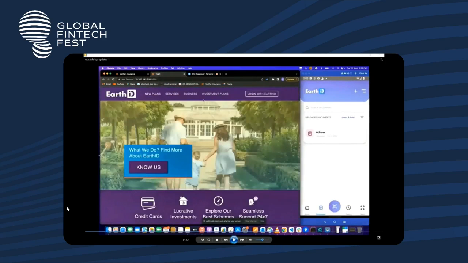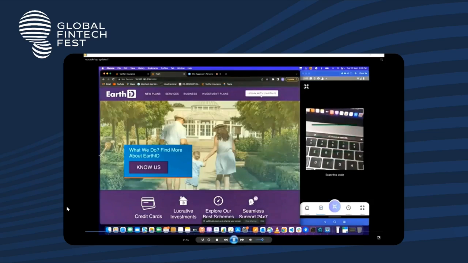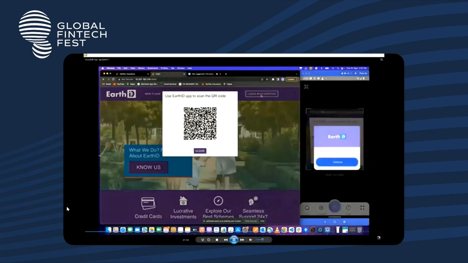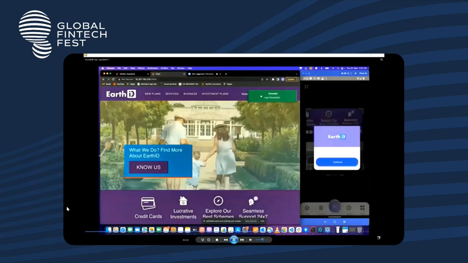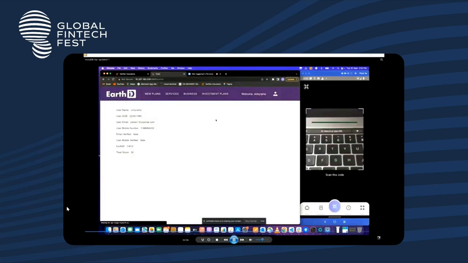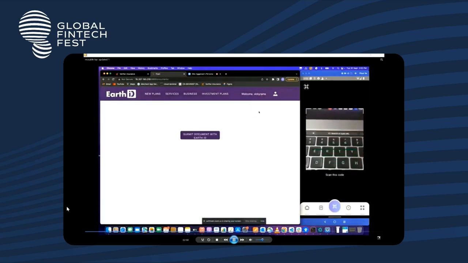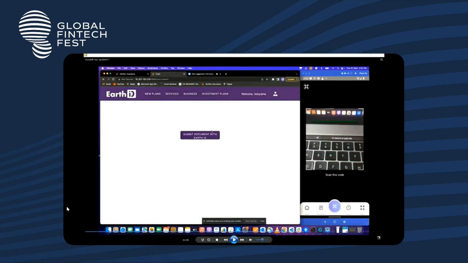Let's move on to the reusable KYC piece. As you can see on the left-hand side of the screen, we have a browser with the bank's portal. The user can now authenticate themselves using passwordless authentication by just scanning a dynamic QR code. After logging in, the user can share their KYC documents by scanning a QR code.